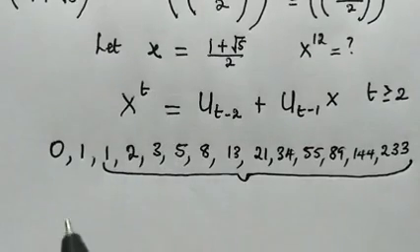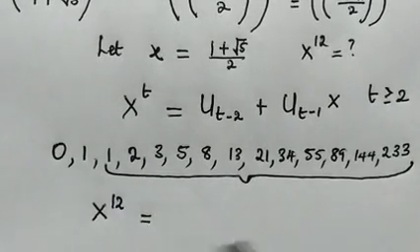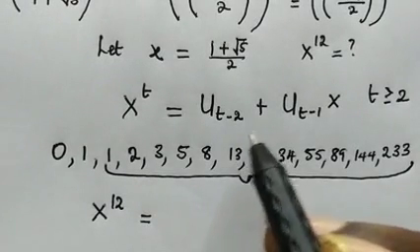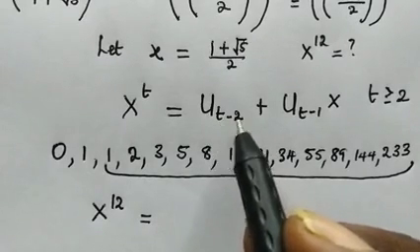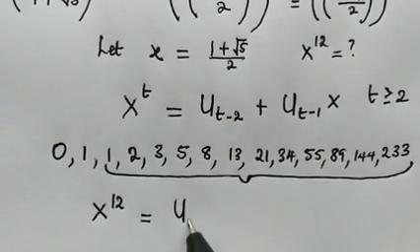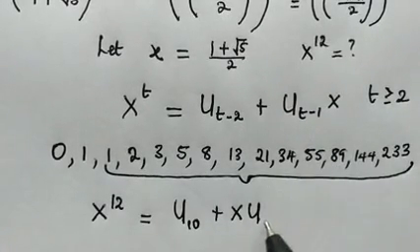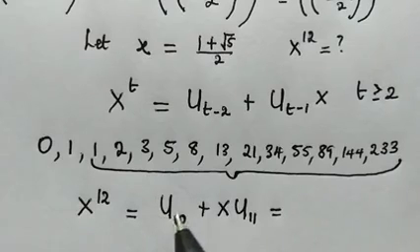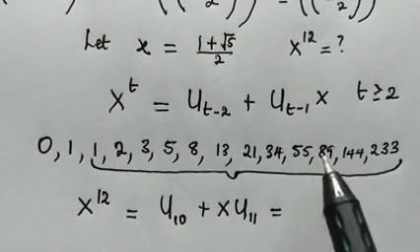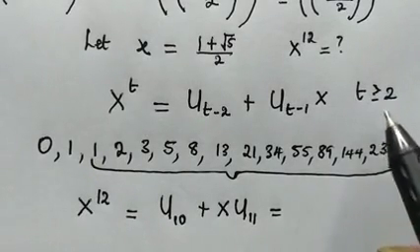So if we let t equals 12, we get x to the power of 12 is equal to, then we derive the following formula. u of t minus 2 will be u of 12 minus 2, which is u of 10, the 10th term, plus, let's put x first, x multiplied by u of 12 minus 1, which is 11. So this will be equal to, now u of 10, let us check the 10th term of the sequence, starting from where I told you guys earlier, since t is greater than or equal to 2.